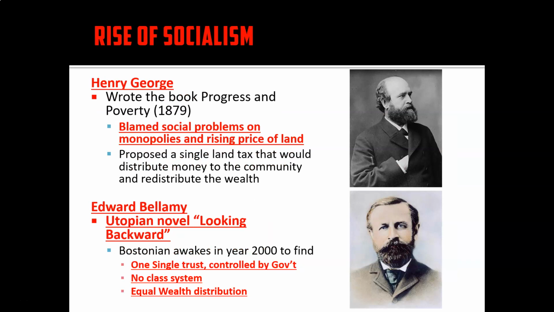Now, in 1879, Henry George wrote the book Progress and Poverty, in which he blamed all of our social problems on the monopolies and rising prices of land. And essentially what he said was that there needed to be some sort of tax on this land and on these industrialists that would basically distribute money back to the community and redistribute the wealth. Because what was happening is land that, let's say I bought 2 acres of land in 1870. Okay, well in 1880 that land's worth probably twice as much as it was in 1870, and so on and so on.